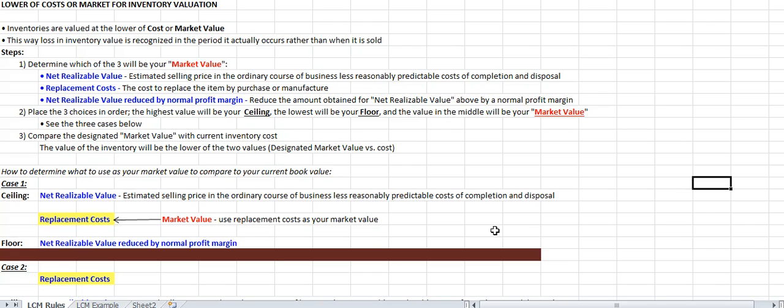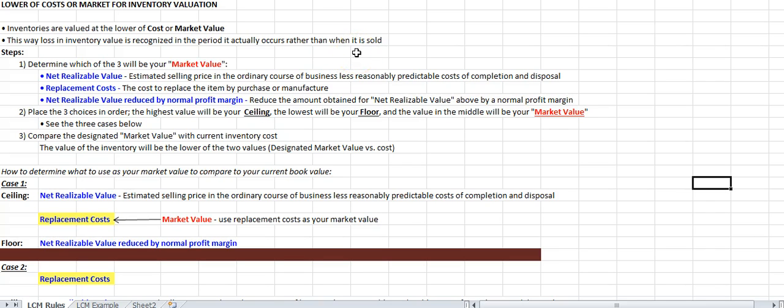Okay, so let me go through these items. Inventories are valued at the lower of cost or market value. I already explained that. This way, loss in inventory value is recognized in the period it actually occurs rather than when it is sold, right?